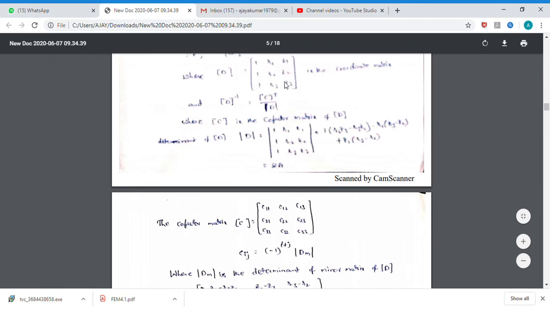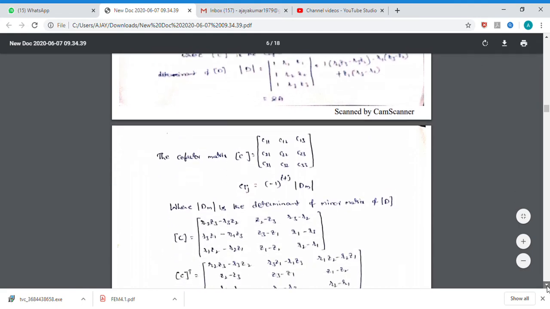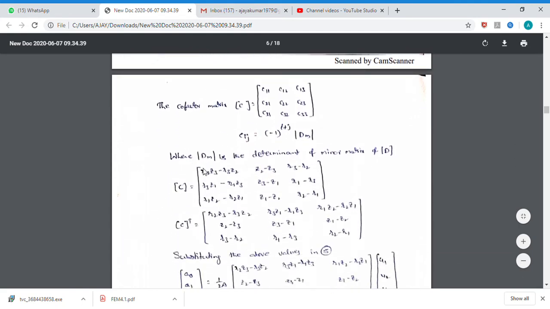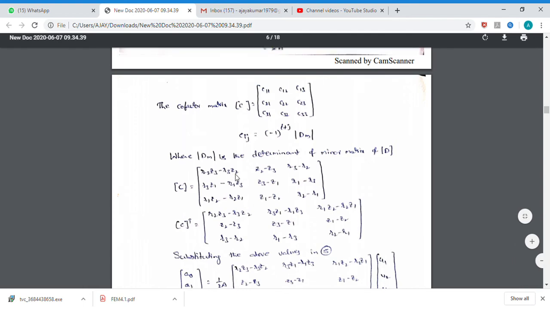You multiply these two and subtract this one. Okay, that is the cofactor C11. So R2 Z3 minus Z3 R2. Okay, next C12.